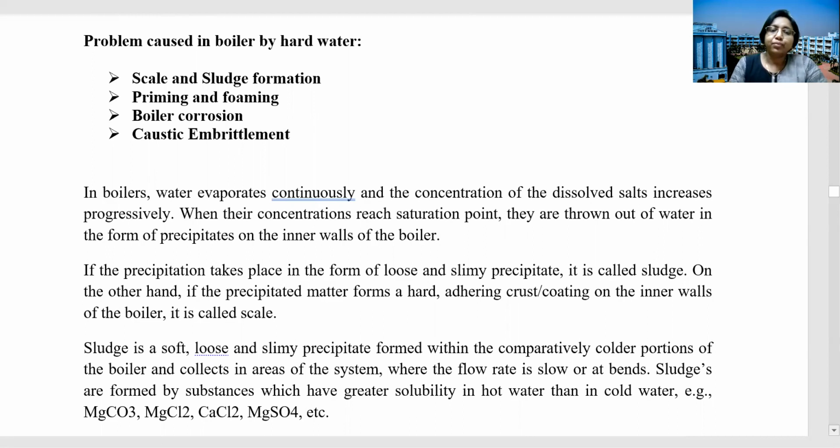And if the precipitated matter forms a hard adhering crust on the inner wall of the boiler, it is called scale. And if it is the loose slimy precipitate, that is called sludge.